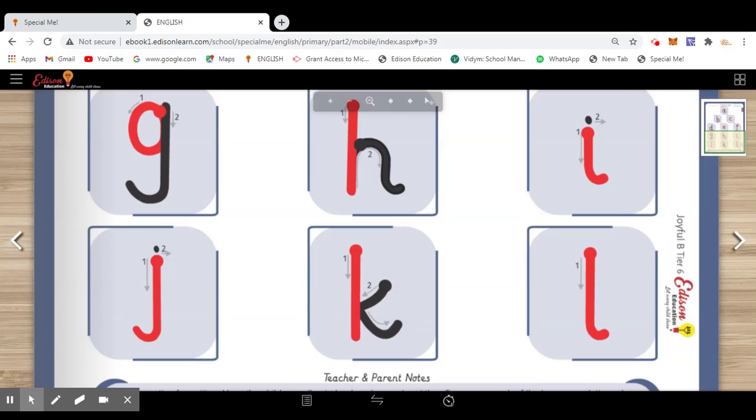This is a letter L. And what is the phonic sound of letter L? L. L is a phonic sound of letter L. So let's listen to its phonic song.